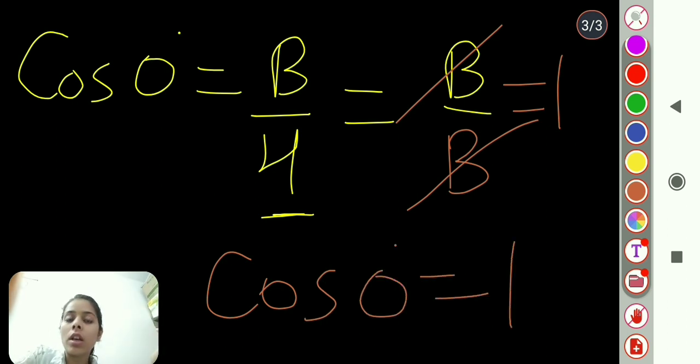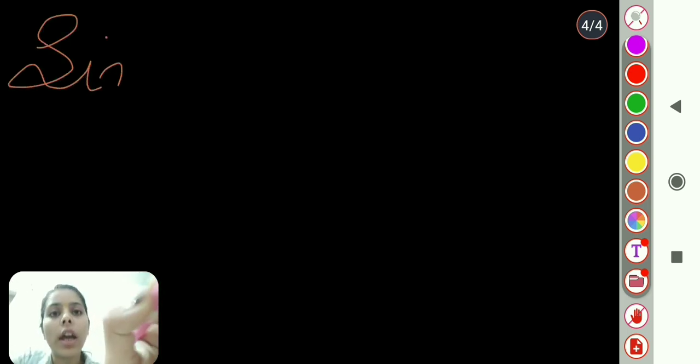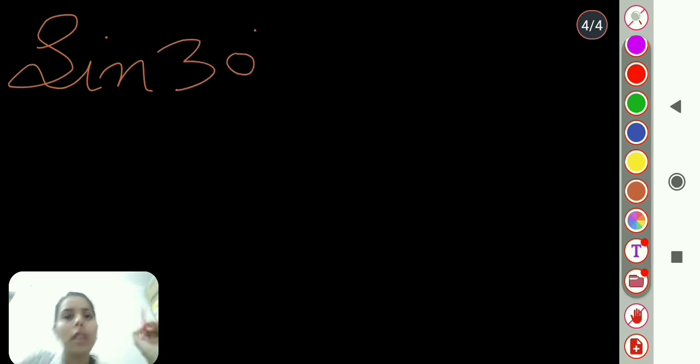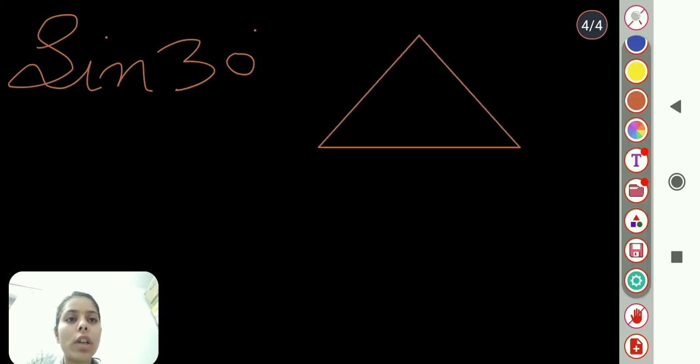In the same way, by using their formulas, we can find tan 0 degree, cot 0 degree, and so on. I hope this is clear to you all. So now let's move to another page. Now we are calculating the value of sine at 30 degree, right? So for 30 degree, I am drawing an equilateral triangle.